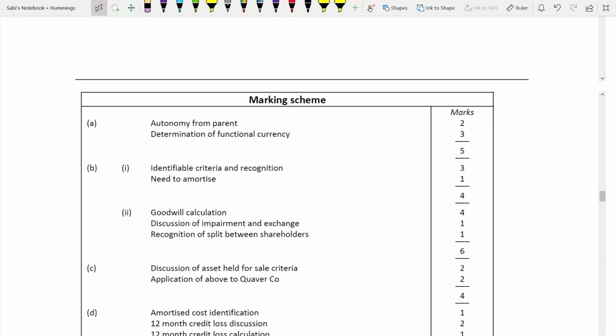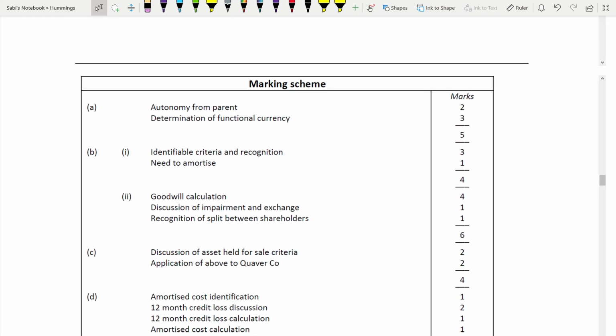It's a new paper, new question, and so if you see, the first question was five marks, 2 marks just to describe the autonomy from parent, whether they have it or not, 3 marks for the determination of functional currency. Part B was regarding that intangible asset. So first you have to find the identifiable criteria and recognition, whether it suits as an intangible asset or not. And then you have to amortize it also. So 1 mark only for amortization, but 3 marks for identifying.